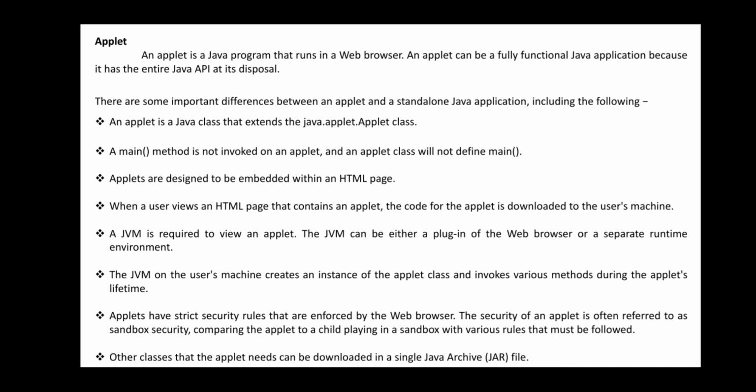The JVM on the user's machine creates an instance of an applet class and invokes various methods during the applet's lifetime. Here, as you know, a main class is not present as in your normal Java program. So for that sake, the JVM is going to create an object for your applet class, and wherever there is a necessity of executing the methods for that particular class, they will be executed for the lifetime. Lifetime means until the applet is executing. If the applet completes its work, it is going to stop.